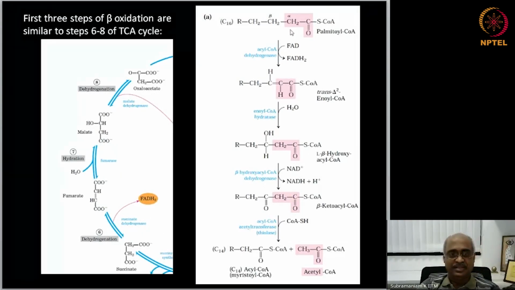So now let us turn our attention to beta oxidation. We are taking palmitic acid as the example here. Palmitic acid, as the name suggests, is very rich in palm oil. So this is a fully saturated 16 carbon fatty acid. This carbon and this carbon, alpha and beta, are equivalent to the 2 carbons of succinate.